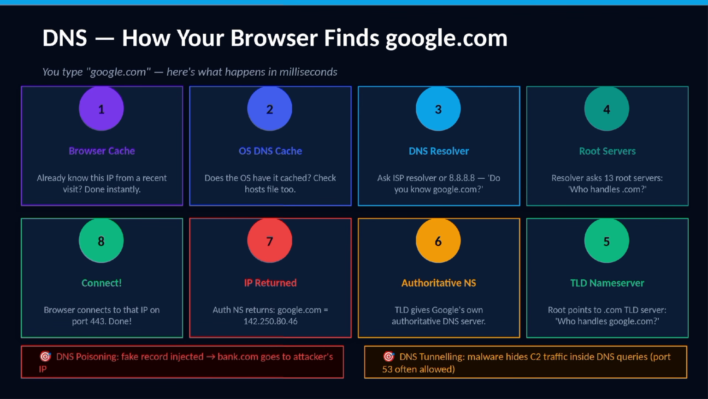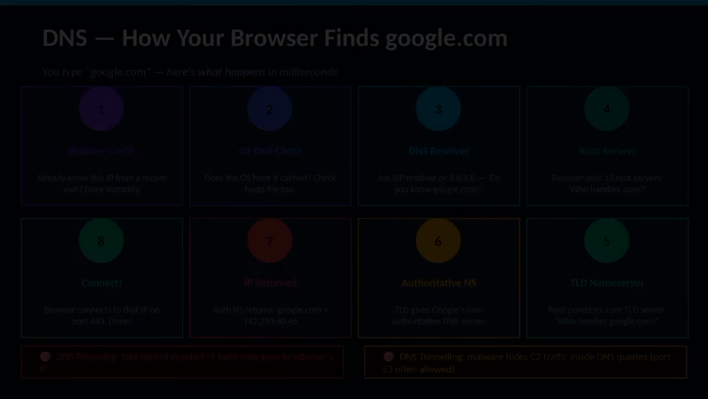Cybersecurity relevance. DNS can be attacked. In DNS spoofing, an attacker tricks your system into believing a fake IP address is real. So you think you're visiting your bank, but you're actually on a fake website controlled by the attacker. There's also DNS tunneling, where attackers hide data inside DNS requests to secretly send information out of a network.